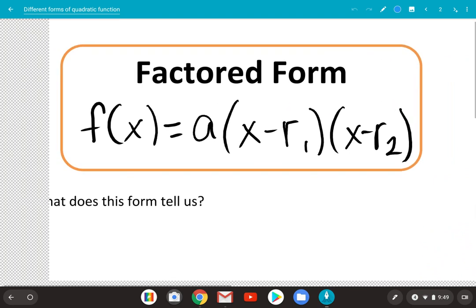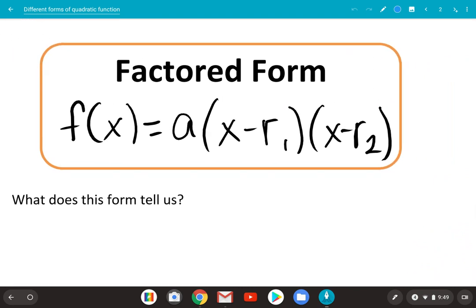So factored form has f of x equals a, then x minus r1 and x minus r2. The r's, these are your roots. They're going to tell you where they cross the x-axis. The a does not change. The a is going to tell you if we're going to open up or down and if it's wide or narrow. So a will tell us if it opens up or down.